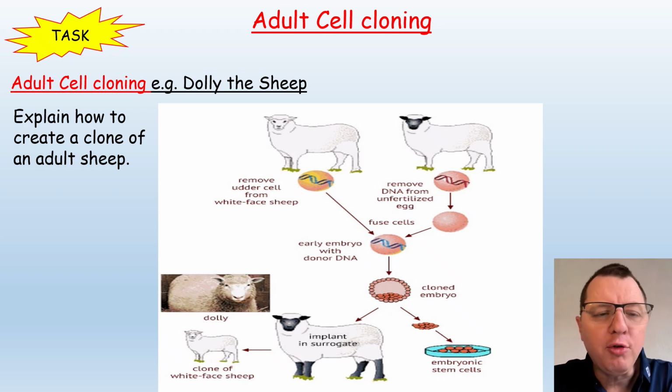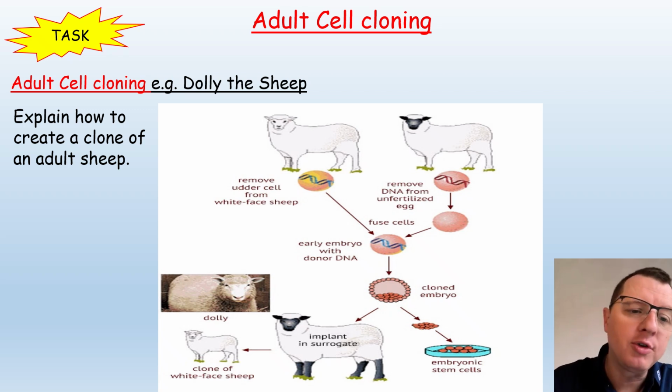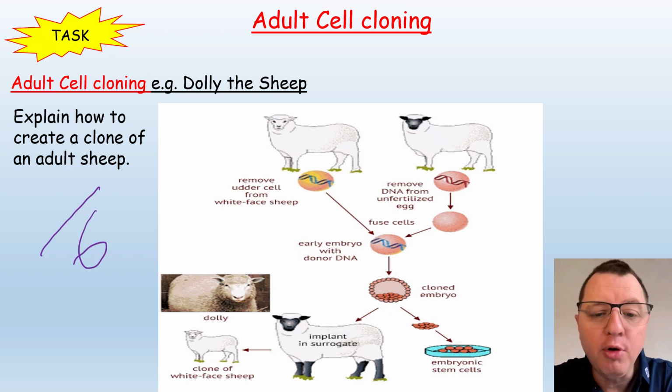So, the most famous type of cloning is probably the cloning that produced Dolly the sheep, and this is known as adult cell cloning. And this diagram in front of you explains how adult cell cloning can be carried out. This is a typical 6-mark question. So pause the video and have a look at that diagram and see if you can work out how you get 6 marks explaining how to create a clone of an adult sheep.